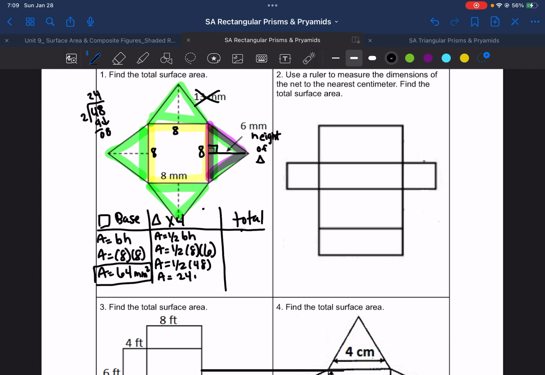And now here, I'm not done yet because this is the area of 1. I need the area of all the other 3 added in. So I'm going to multiply by 4. So 4 times 4 is 16, 4 times 20 is 80, 96. Can't even talk right. 96, let me write that again. 96 millimeters squared. This is my final answer for this.